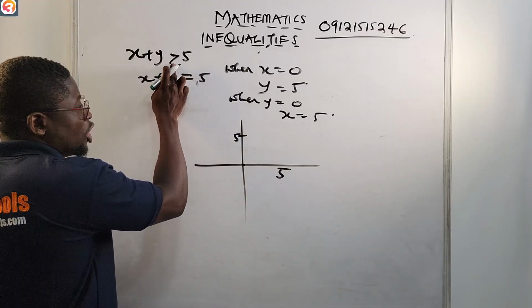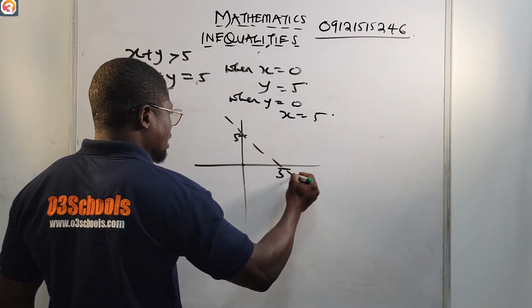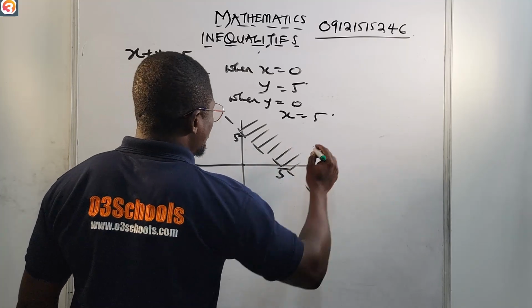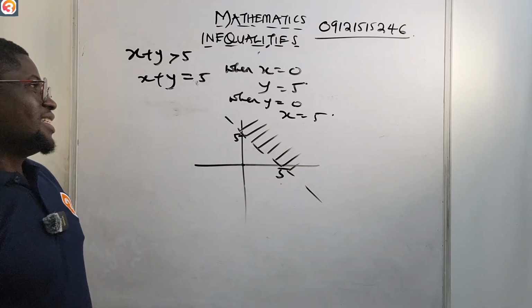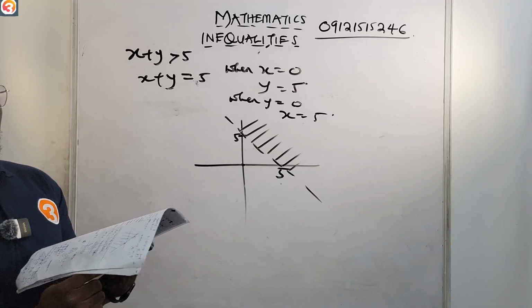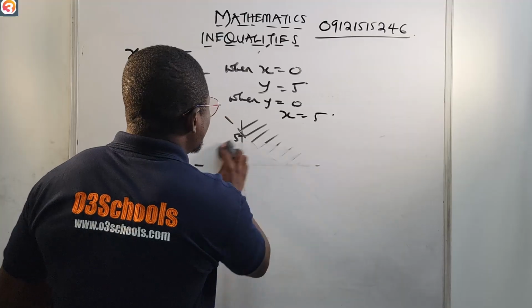A strict inequality or a weak inequality? It's a weak inequality, but it's greater than. Okay, so this is really our graph. But because it is greater than, we shade above, not below. So this is the region that will satisfy the inequality. Very simple. So let us go.